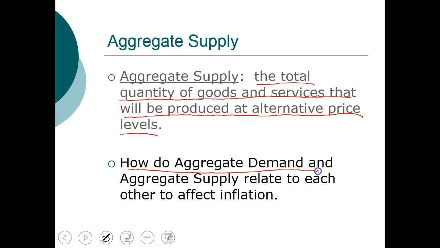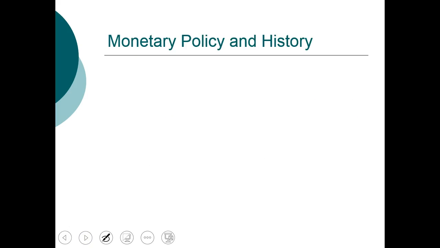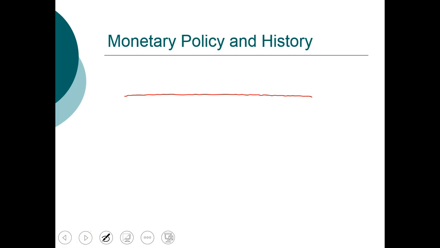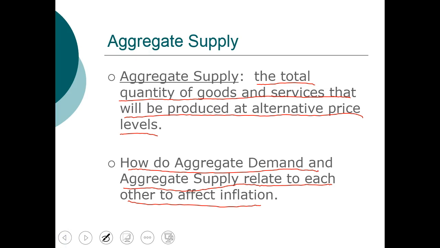So how do the aggregate demand and the aggregate supply relate to each other to affect inflation? So inflation may worsen at the same time employment and growth rate improve. Well, let's talk about this one real quick. How do aggregate demand and aggregate supply relate to each other to affect inflation? Well, I'm going to see if I can draw a decent little graph right here in the middle. If we have price and quantity, we have the aggregate demand right here. We have the aggregate supply right here.